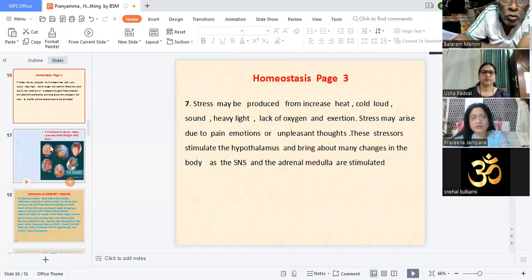Stress may be produced from increased heat and cold, loud sound, heavy light, lack of oxygen and exertion. Stress may arise due to pain, emotions, or unpleasant thoughts. The stressors stimulate the hypothalamus and bring about many changes in the body as the sympathetic nervous system and the adrenal medulla are stimulated.